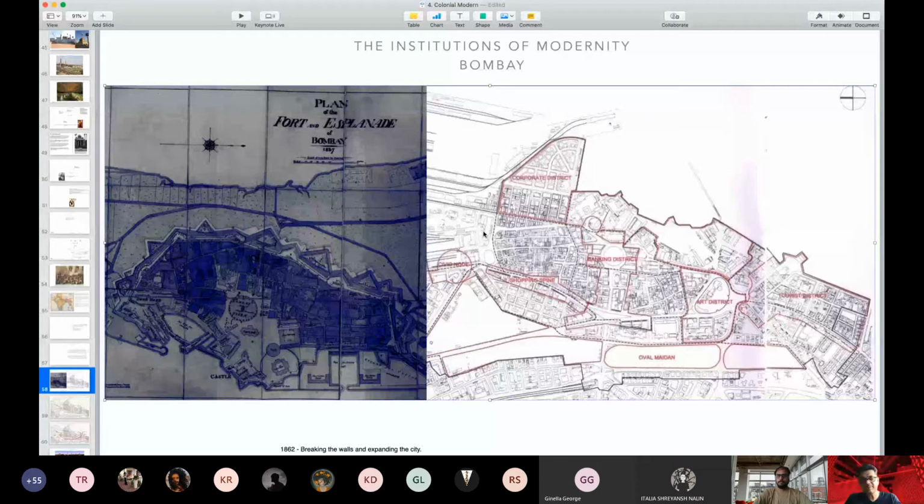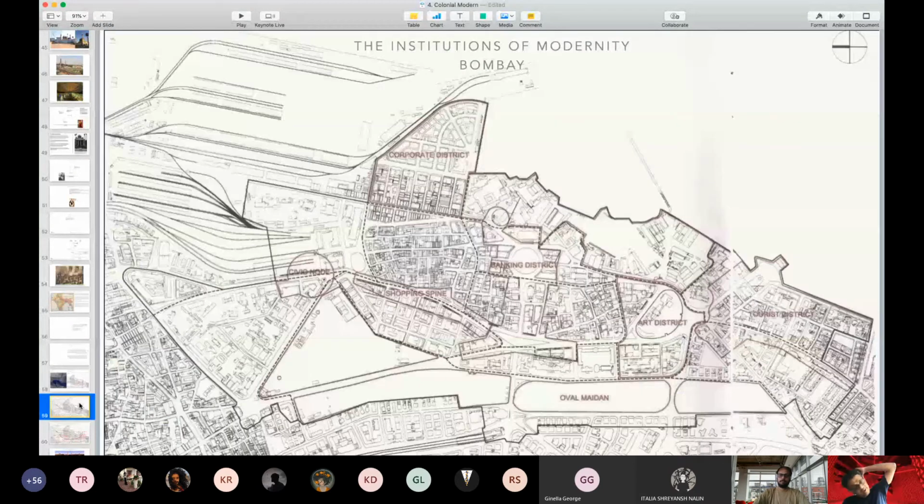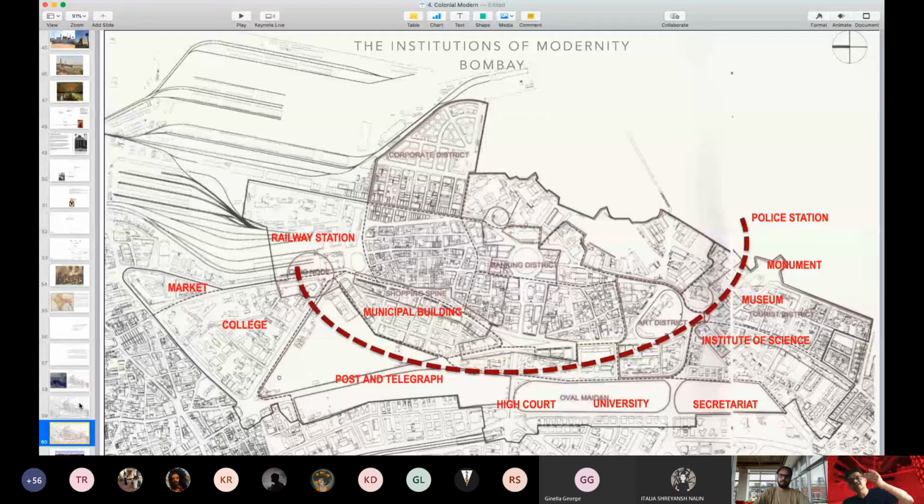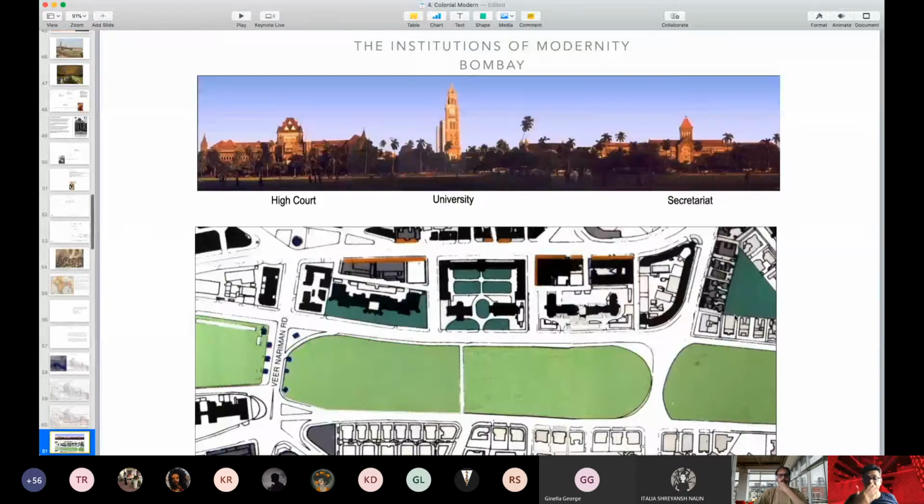So what happens in Bombay is the institutions of modernity, or British modernity, the white man's burden, are established in Bombay in the line of where the fort wall once was. If you just look at this line, it has all the buildings of modernity. From a railway station to a police station on the other side, you have a market, college, municipal building, a high court, a university, a museum, all laid along this ring that has, of course, become iconic of the city of Bombay. The green space that was once a place to separate the black town from the white town becomes an interface between the Indian city and the colonial city, with all these different institutions facing that green space.